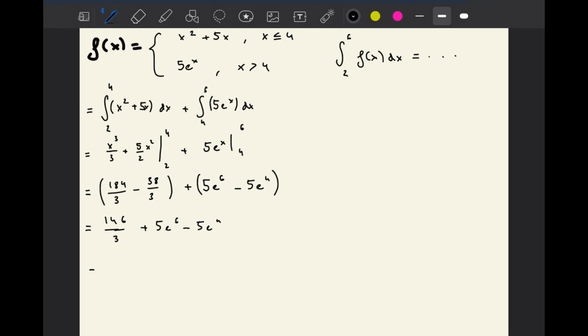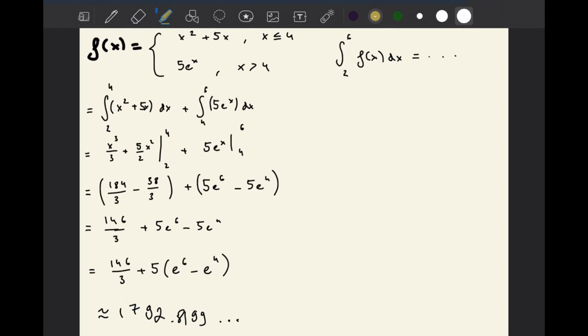I guess we can factor out the 5, so we can have 146 over 3 plus 5 times e to the power of 6 minus e to the power of 4. But this is the exact form. You can calculate the e and find out what it's roughly equal to. If I do that right now, that's going to equal around, and this is an approximation, 1,792.8199, etc. So this is our final answer for the first example.